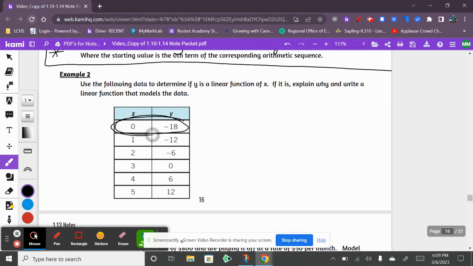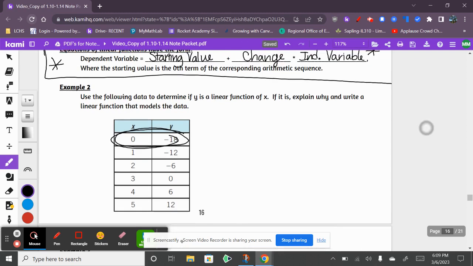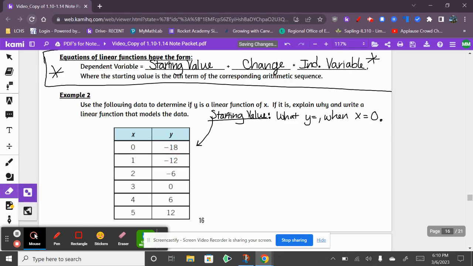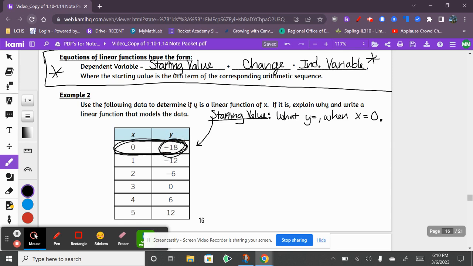So something to note here. For this one, we're going to create a linear function using that equation format that we just saw. This is something really important: our starting value is what y equals when x equals 0. So for this one, we see that x is equal to 0, so negative 18 will be our starting value.